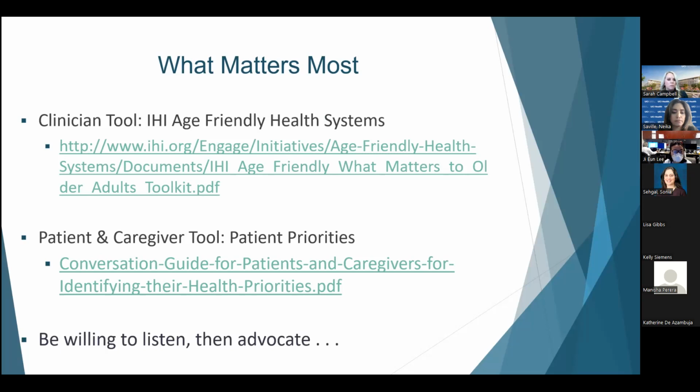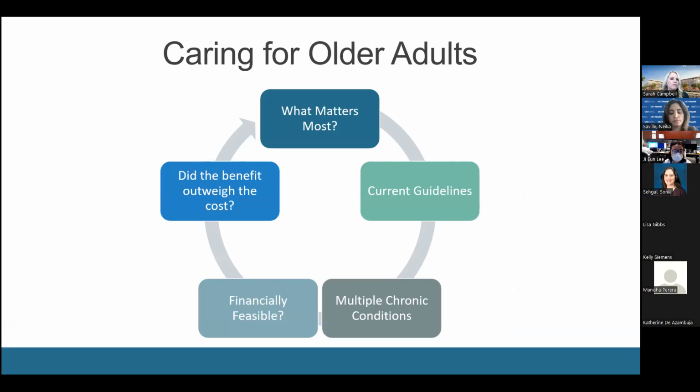And so once we start this conversation, we also have to be willing and sometimes even advocate for our patients when there's a difference between caregiver priorities and patient priorities. So caring for older adults really involves a multitude of priorities, and what matters most is the top, but the current guidelines obviously we have to consider.